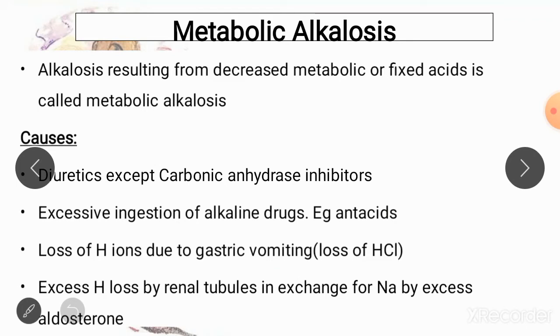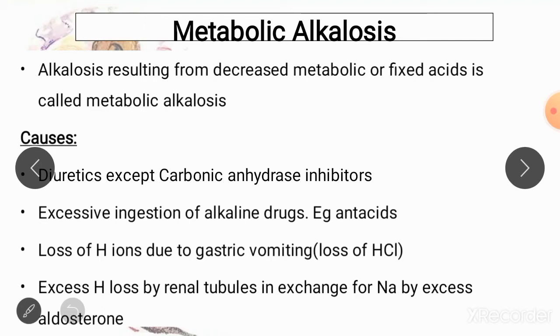This is very important. You might be given a scenario of a person who is having severe vomiting, and this vomiting is gastric in nature, and you will be asked to describe what kind of acid base disorder this person is suffering from, and then you will have to mention that this is metabolic alkalosis, because in case of gastric vomiting you lose a lot of HCl.